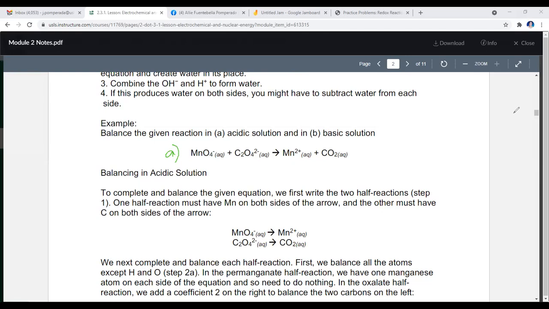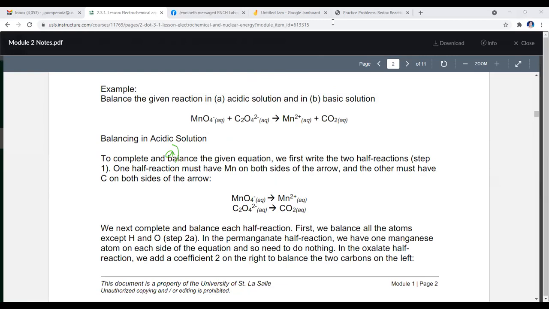Class, let me clear writings. Okay, so you write the half reaction. So manganese, the permanganate anion here, then that part on the product side which has your manganese. Then you have that bicarbonate here, and then the carbon dioxide in here. So that's your first step, you write the half reactions.